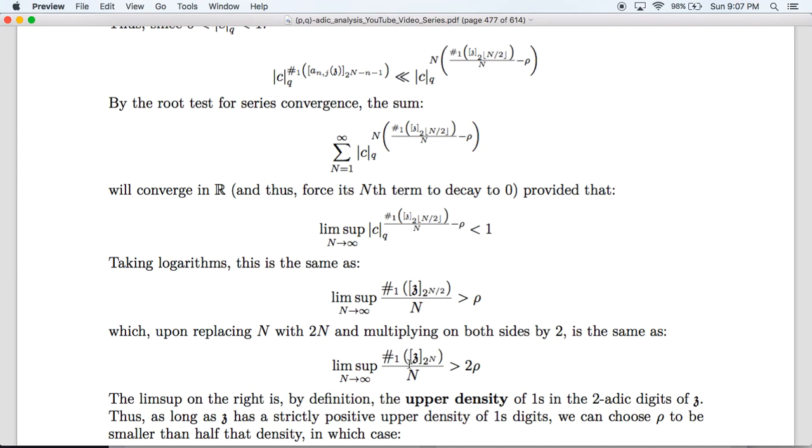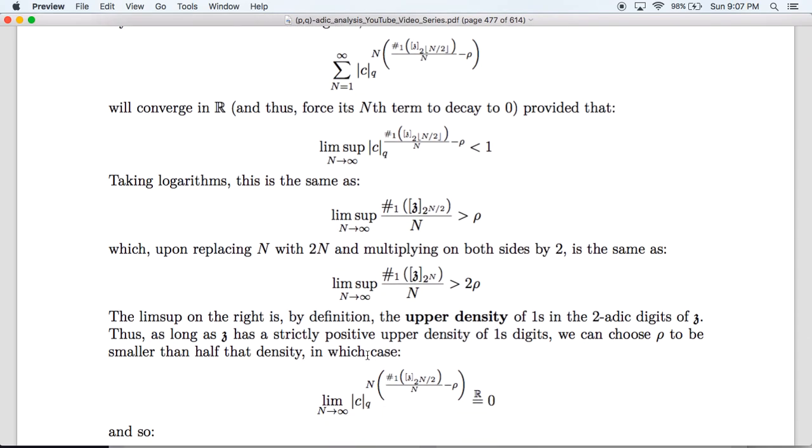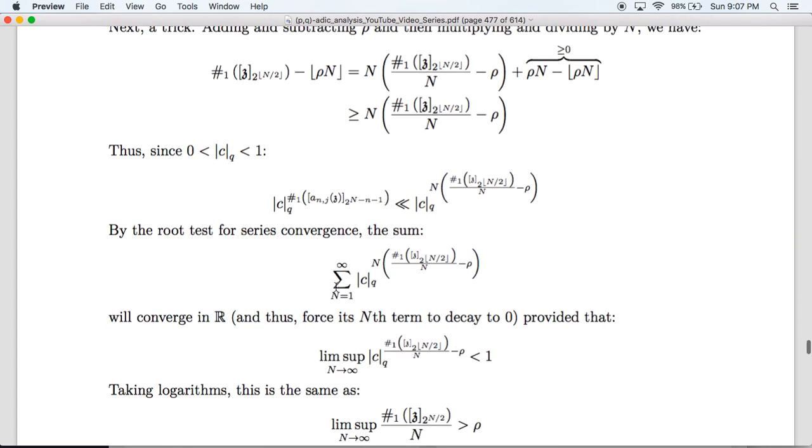By definition, this quantity is what we would call the upper density of the ones in the two-adic digits of z. So, as long as this lim sup is strictly positive, so as long as z has a positive upper density of ones digits, we can then choose rho to be smaller than half of whatever this density is, in which case this lim sup will hold, which means this decay happens, which means this term will go to 0 as big N goes to infinity.